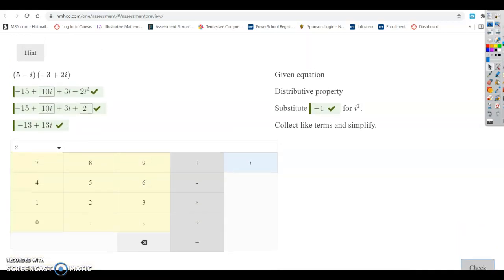And that's it. So that's how you add and multiply complex numbers. If you have any questions, let me know.